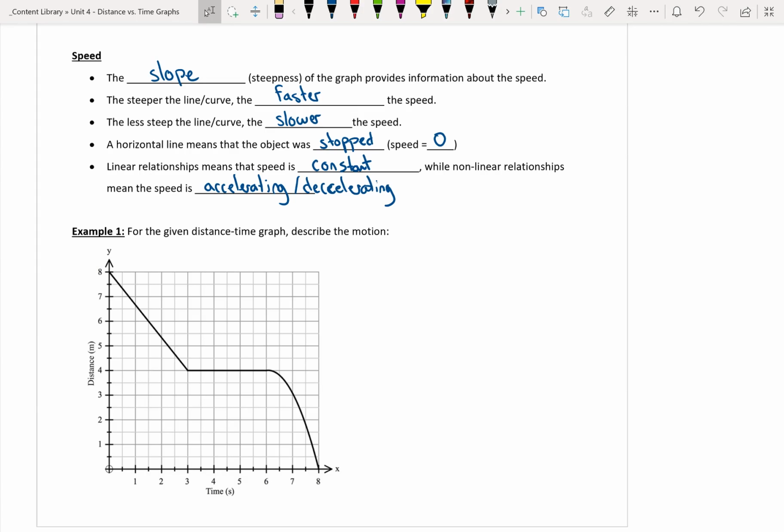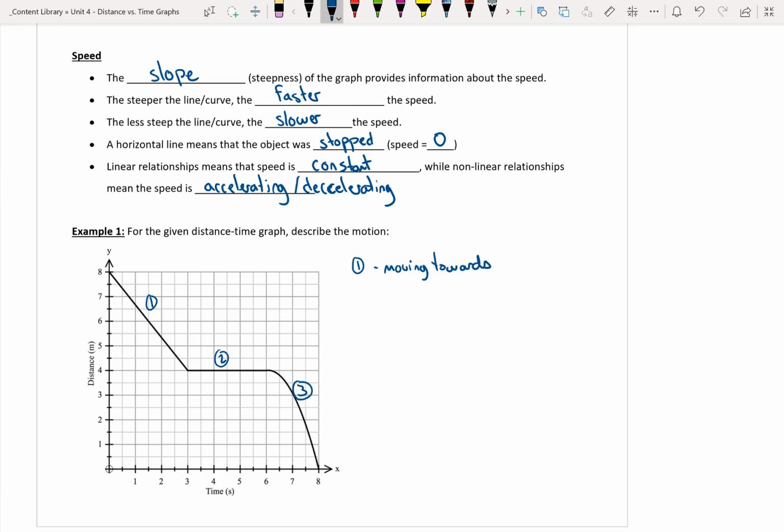So in our first example, for the given distance time graph here, we want to describe the motion. So we have three different sections. We'll label them 1, 2, 3. And if I want to describe the motion in the first part, we would say that you are moving towards whatever our reference point is. Remember, we talked about the line going down means we're moving towards something.